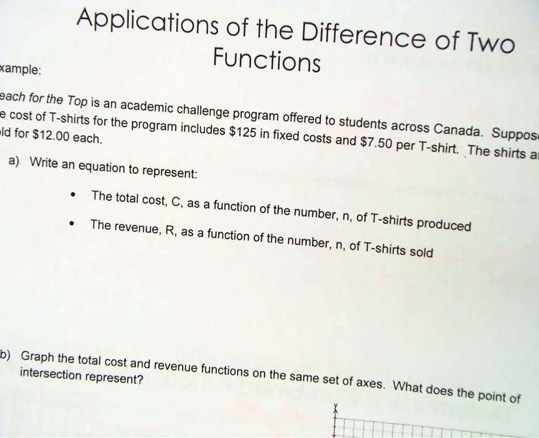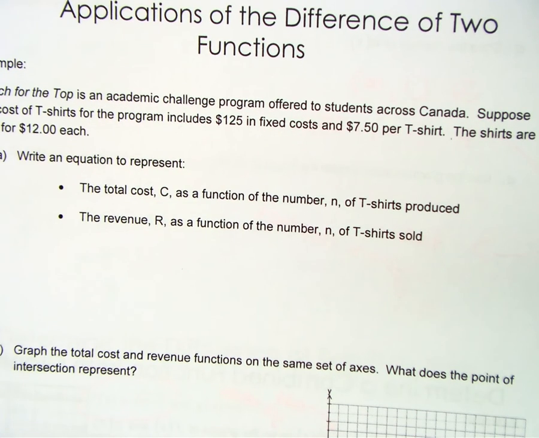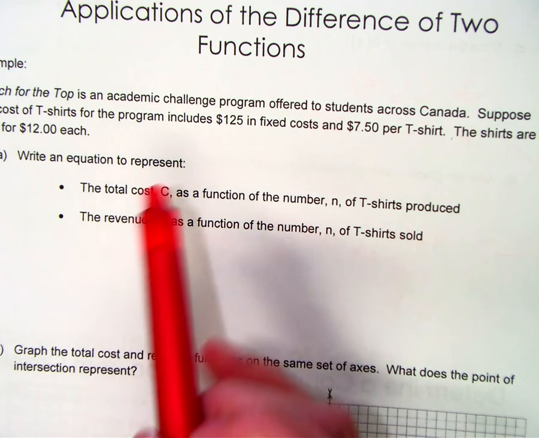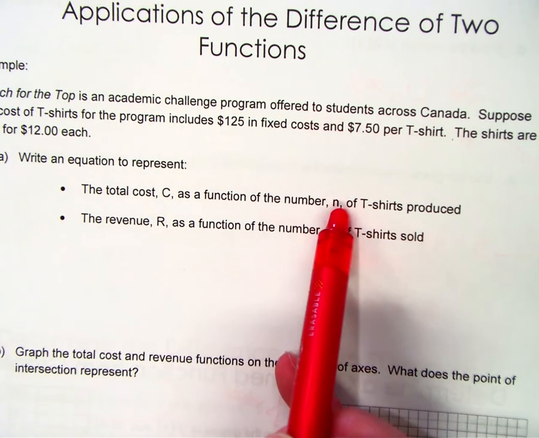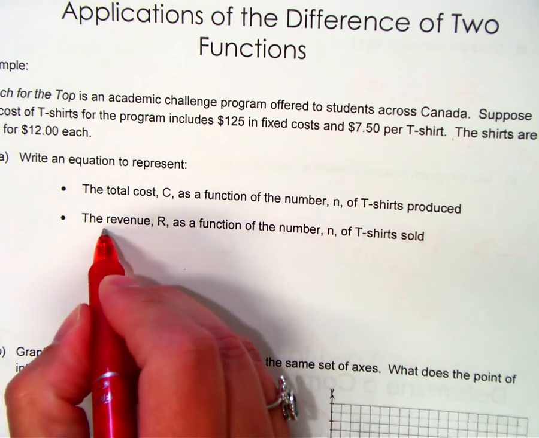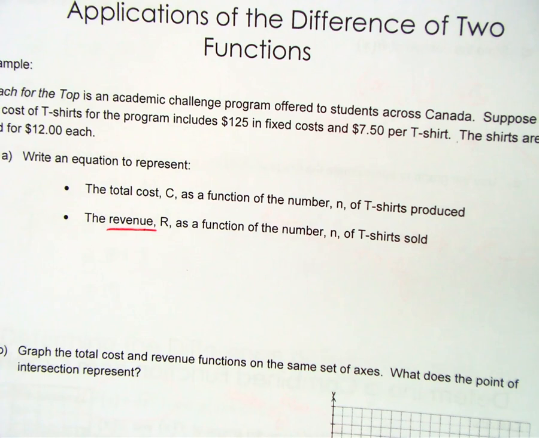Suppose the cost of t-shirts for the program includes $125 fixed cost and $7.50 per shirt. The shirts are sold for $12 each. So the total cost as a function of the number of t-shirts produced. And then we are going to create an equation regarding the revenue.